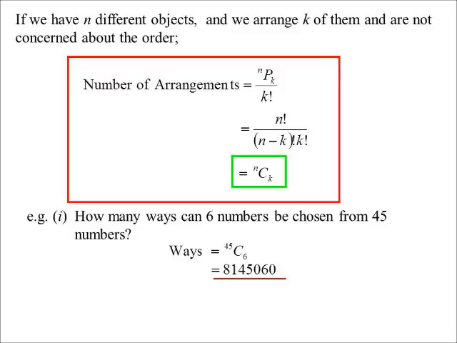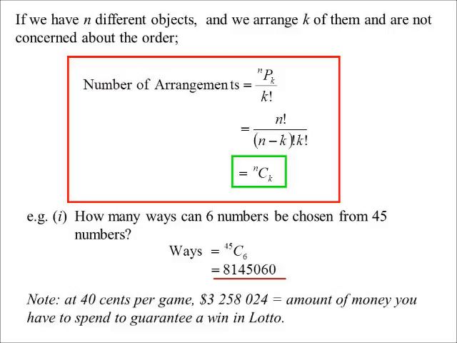Come on. Now, just out of interest, I think it might have changed in recent years. I think we're still at 40 cents a game. So if you were to go and cover every possible combination and pay 40 cents, it'd cost you $3,258,024, but you would guarantee yourself winning lotto because you'd cover every possibility.